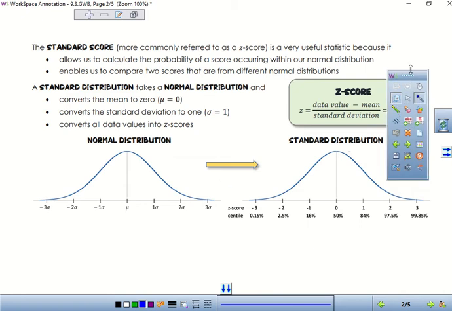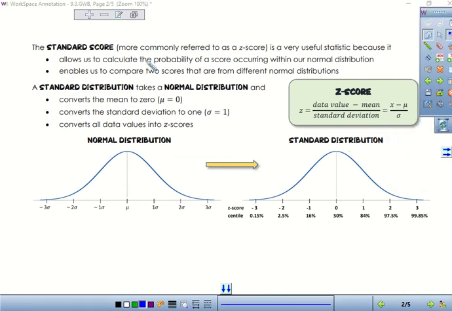Okay. So the standard score, more commonly referred to as the z-score, is a very useful statistic because it allows us to calculate the probability of a score occurring with our normal distribution. It also enables us to compare two scores that are from different normal distributions. So if you're taking something from one bell curve, you can compare it to another. It basically standardizes all of the measurements.